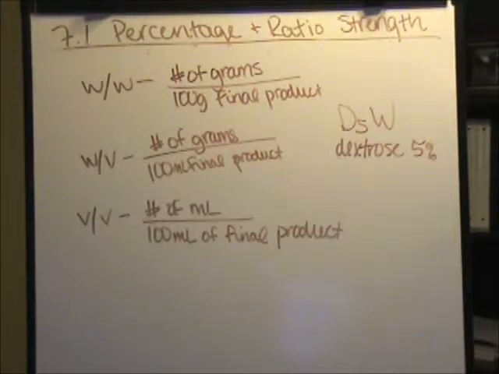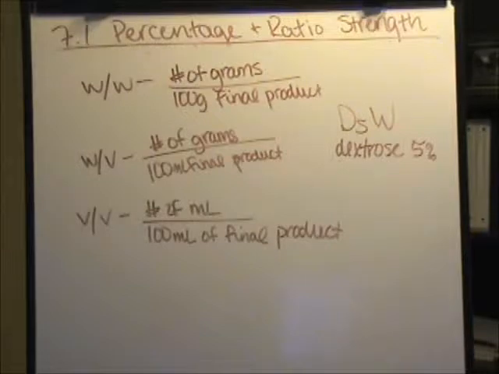So if we look at the whiteboard there, we can see that we have weight and weight, weight and volume, and volume and volume. The weight and weight is based on the number of grams, and that's going to be divided by 100 grams of the final product. Weight and volume is going to be based on the number of grams divided by 100 milliliters of the final product. So you're going to have a solid and a liquid, and volume is going to be based on the number of milliliters divided by 100 milliliters of the final product.